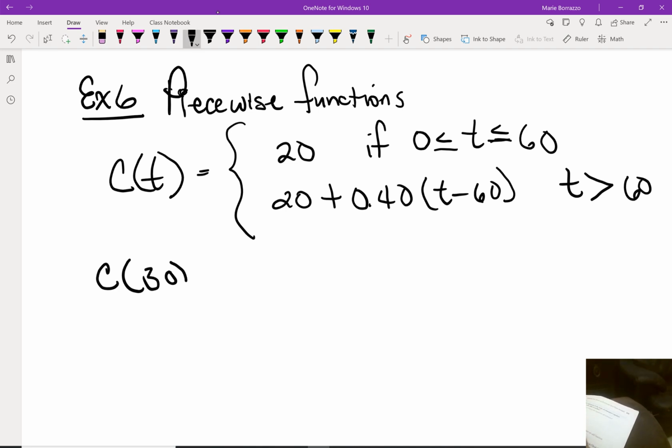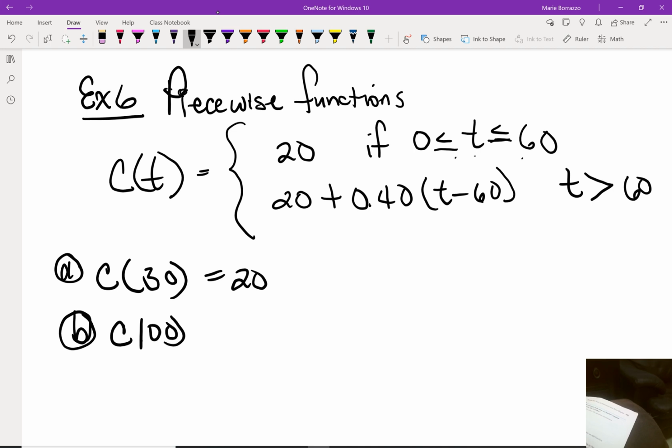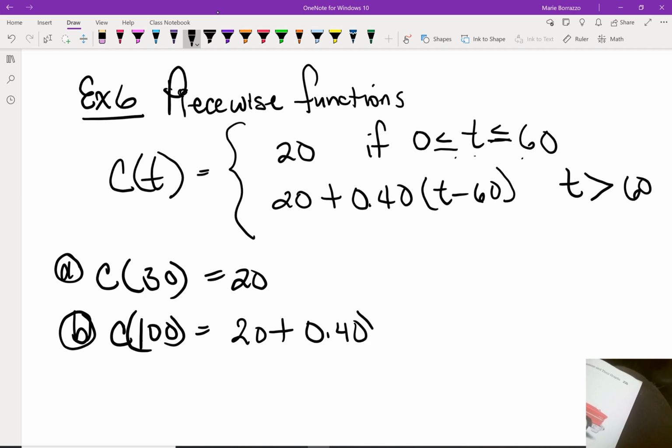So what if you use 30 seconds? Well, if I use time 30 seconds, 30 is between 0 and 60, so I'm simply going to pay 20. In part B, they're asking you, what if you use 100 minutes? Well, if I use 100 minutes, that means that I'm definitely 40 minutes over my 60. So we're going to employ the formula where this is 20 plus 0.40 times 100 minus 60, hence the 40.